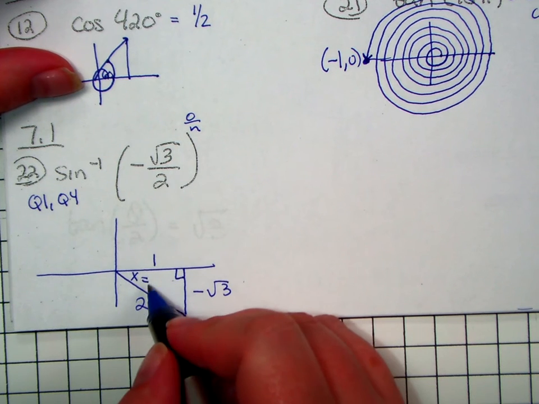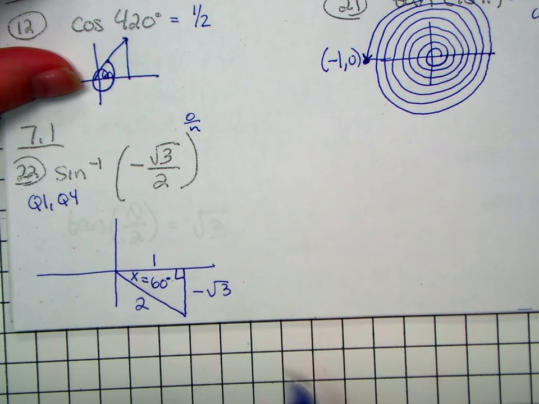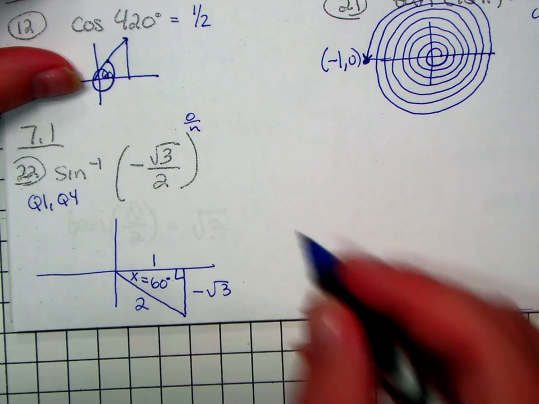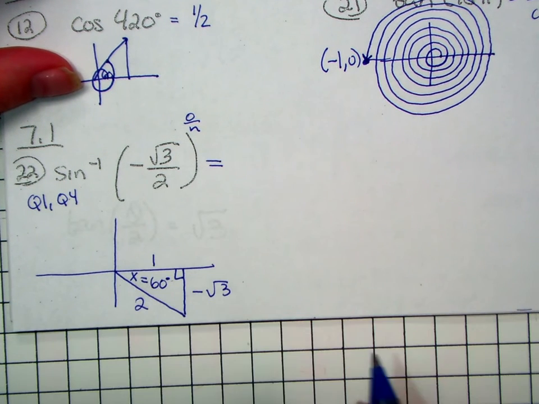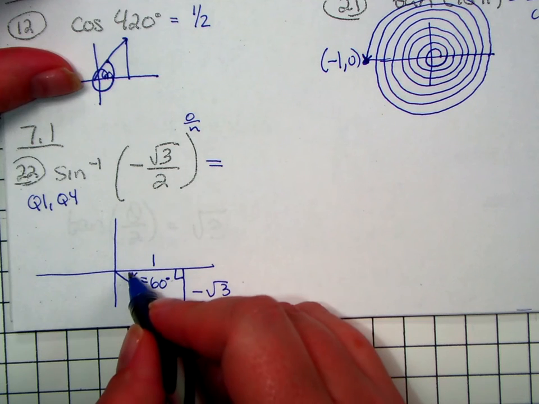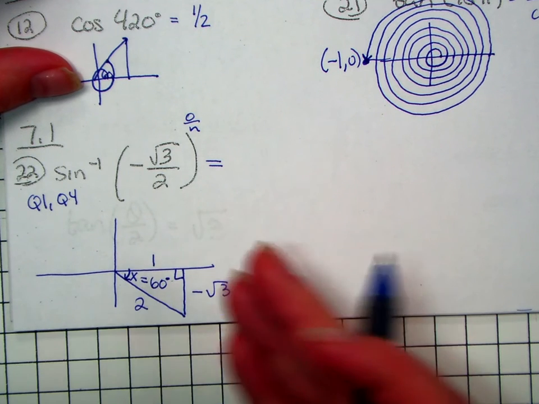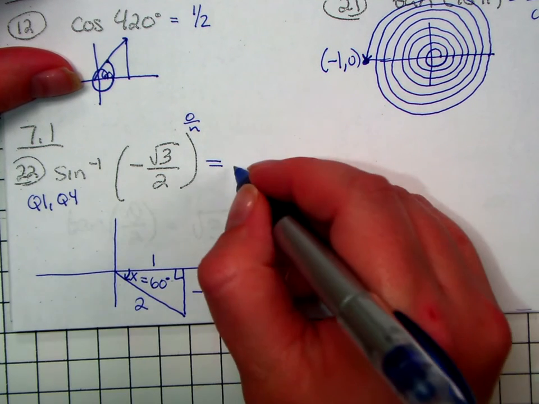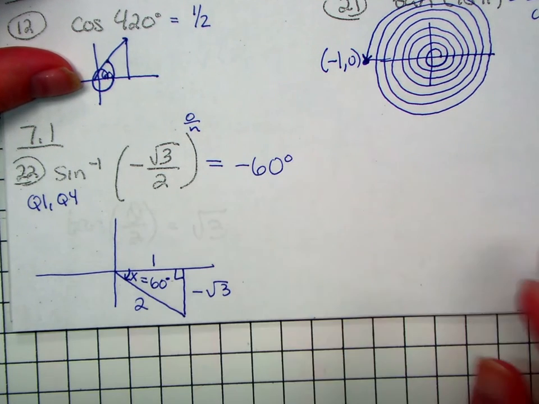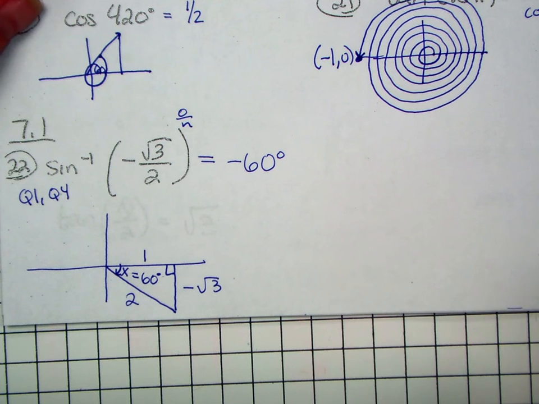Always, right? It's going to be 60 degrees here. But the answer isn't 60 degrees. The answer is when rotated from 0. So when we rotate from 0, we're rotating clockwise. So we need to make sure we write this answer as negative 60, right?